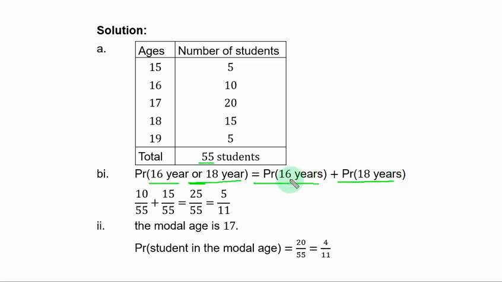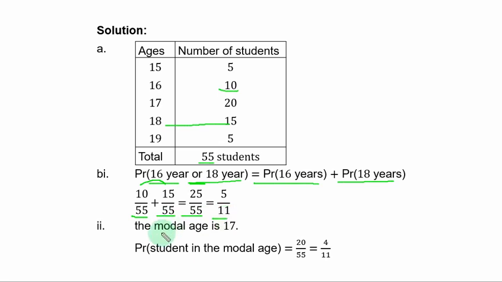So how many students are 16 years? They are 10 over total students 55, plus students who are 18 years, they are 15 over total students 55. So here you have like fractions. You simply add the numerators, that is 25 over 55, which reduces to 5 over 11.